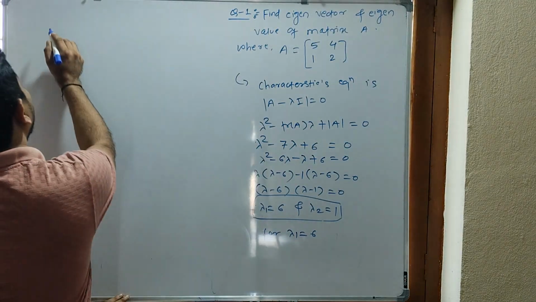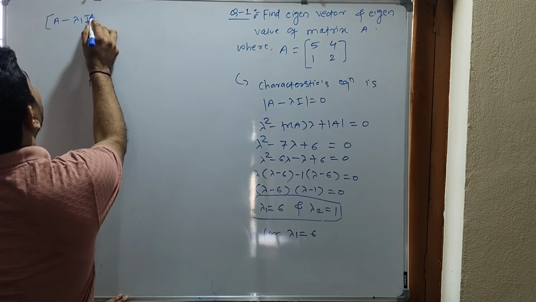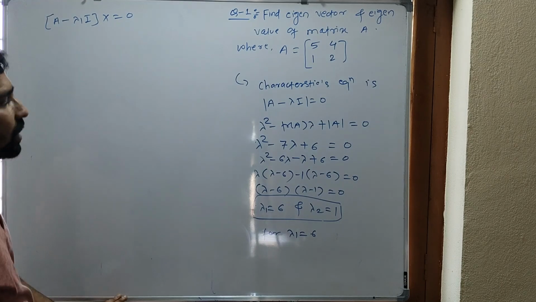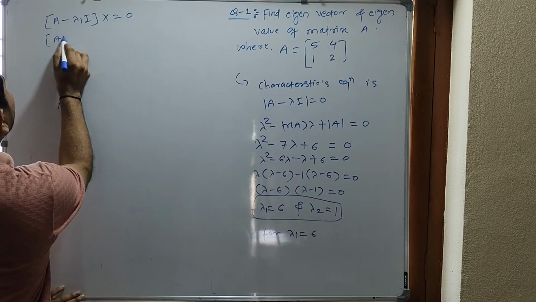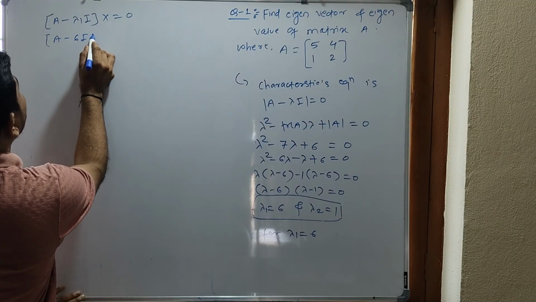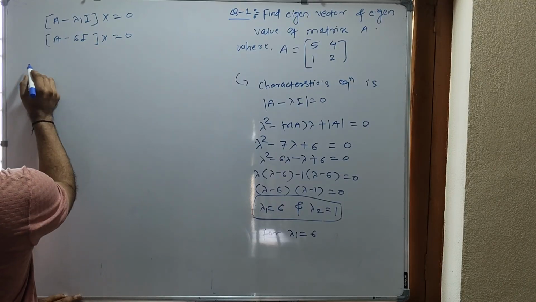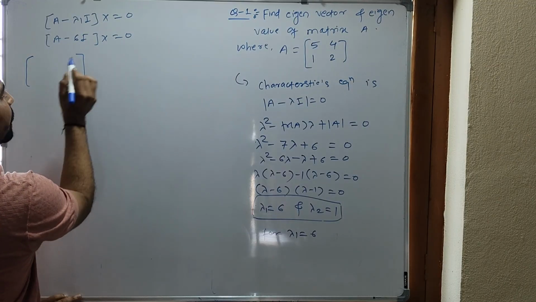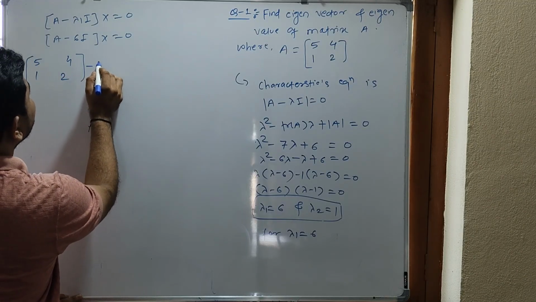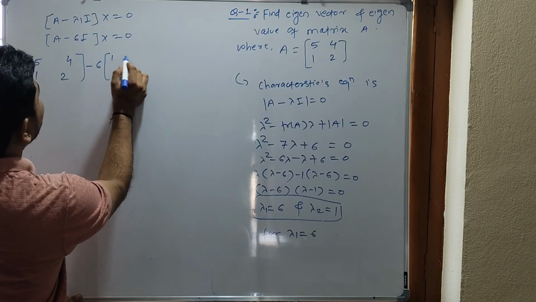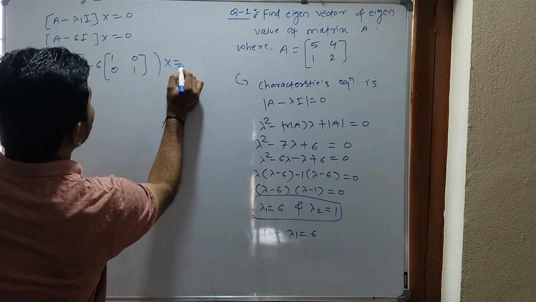For that I want to solve (A minus lambda 1 times I) times X equal to 0. Maybe some of you don't know, this means A minus 6 times I, times X, equal to 0. So for the A minus 6I matrix, first write the A matrix: 5 4 1 2. After that, minus 6 times I, which is 1 0 0 1. So whole bracket times X is equal to 0.